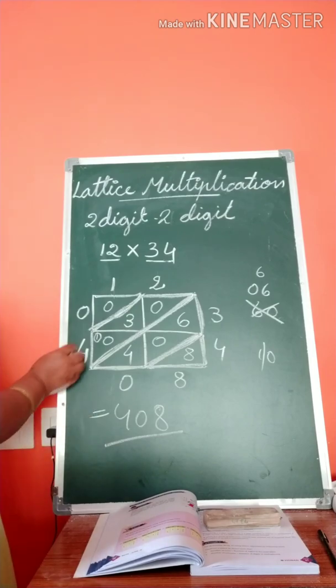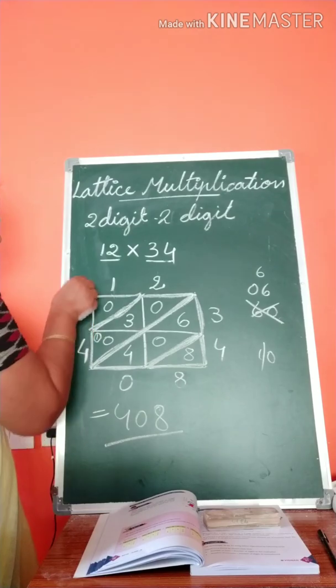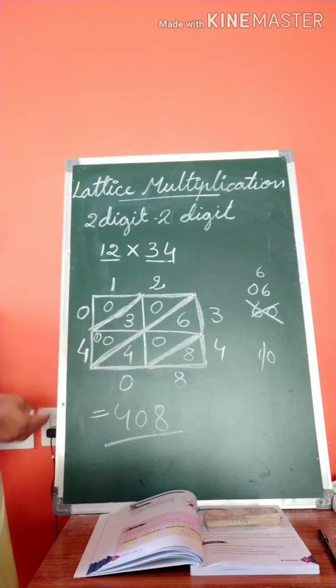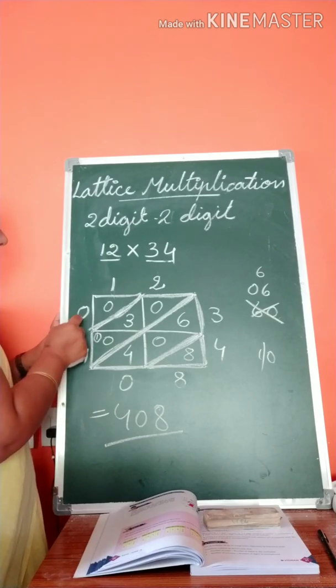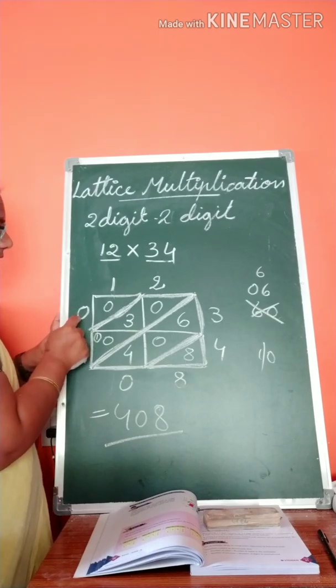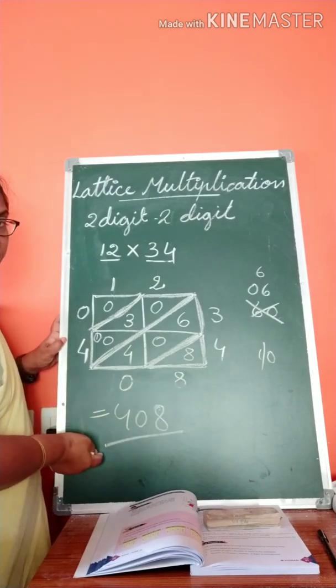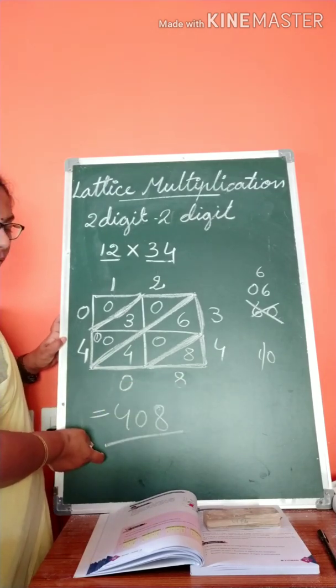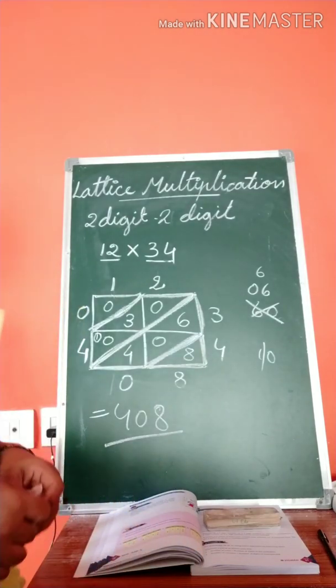This is the answer. How to write the answer? From here you have to write, children. If you write 0 on the left hand side, there is no value. So I am not writing any 0 here. It is 408. Okay. One more example we can see, children, so that you can understand easily.